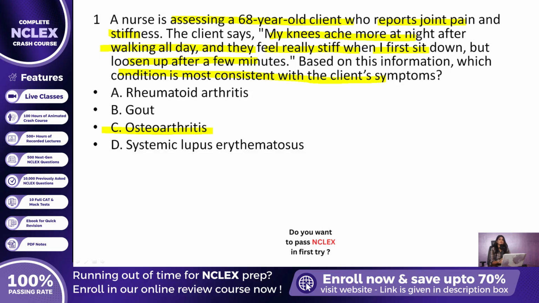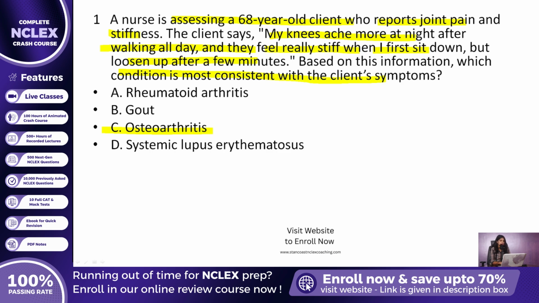Not chronic stiffness after movement. Option D. While lupus can involve joint pain, it is systemic and usually includes skin, renal, or neurologic involvement. It is more common in younger women and does not typically follow the osteoarthritis pain pattern described in the scenario.